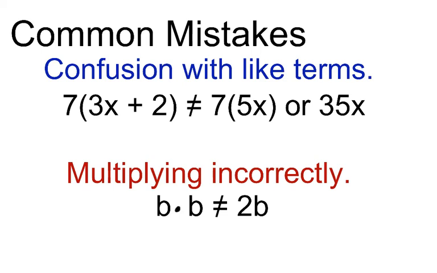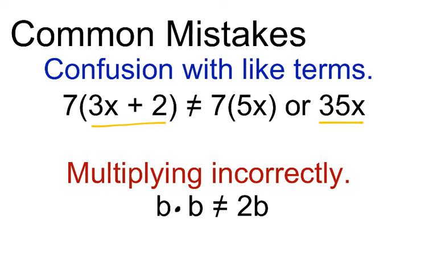Some common mistakes to look out for are confusion with like terms. For example, 7 times the quantity 3x plus 2. Some kids will add 3x and 2. Well, you can't combine them because they're not like terms. So the answer is not 35x. And we'll get into how to redistribute these properly.